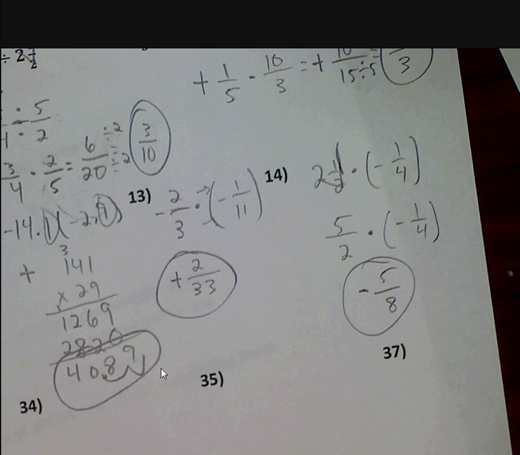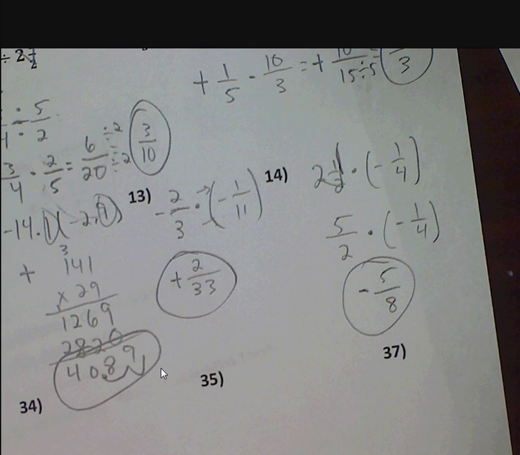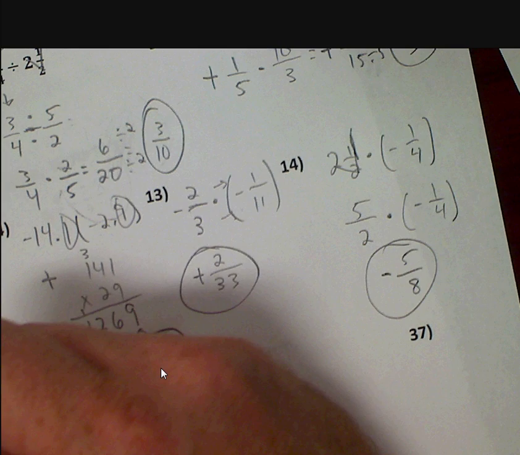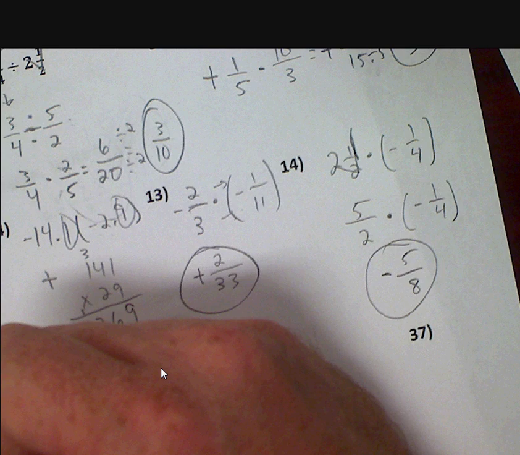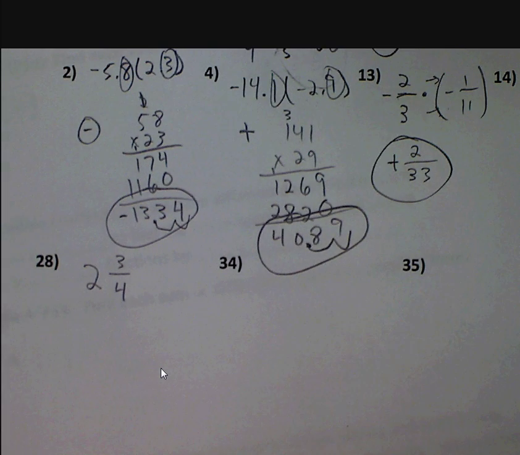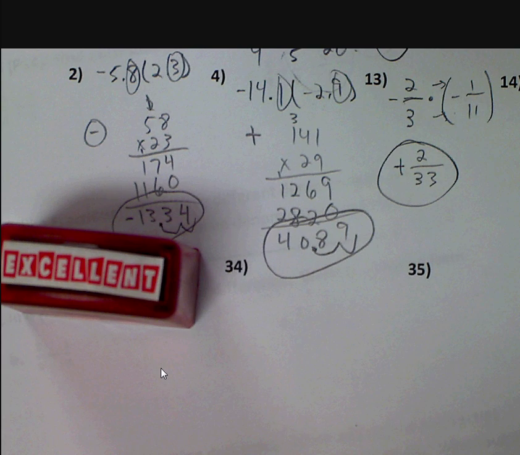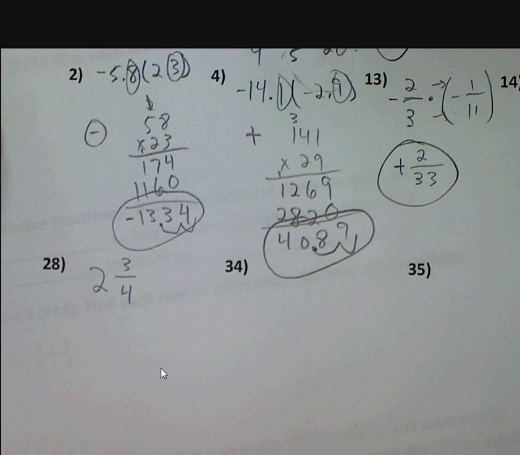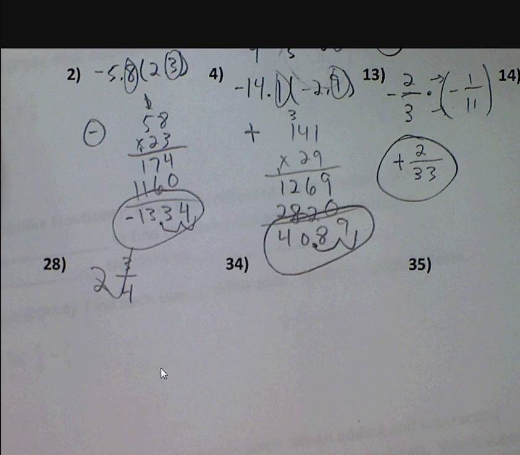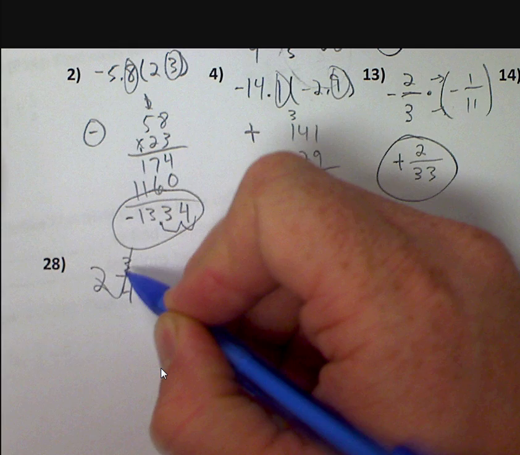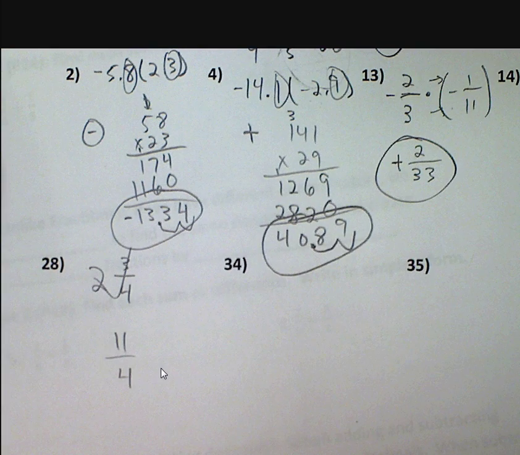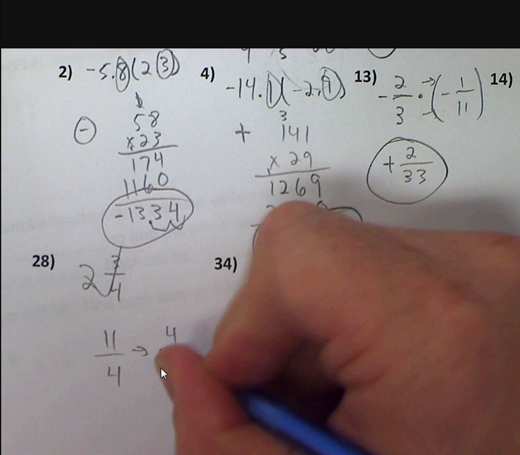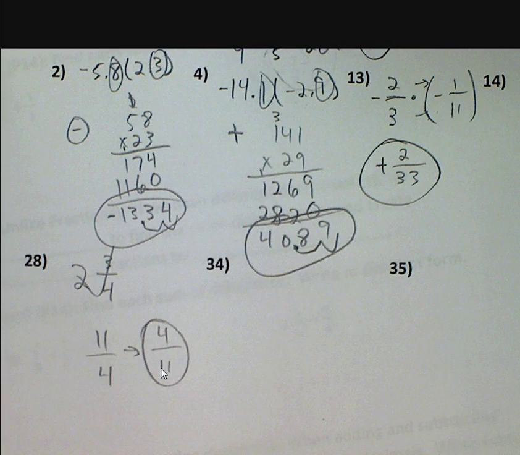Number 28, the instructions change. On 28 it says, name the reciprocal of each number. Number 28, my reciprocal is 2 3/4. Pause the video and try. We can go ahead and check mark. 2 times 4 is 8, plus 3 is 11 over 4. My reciprocal would be 4 over 11.